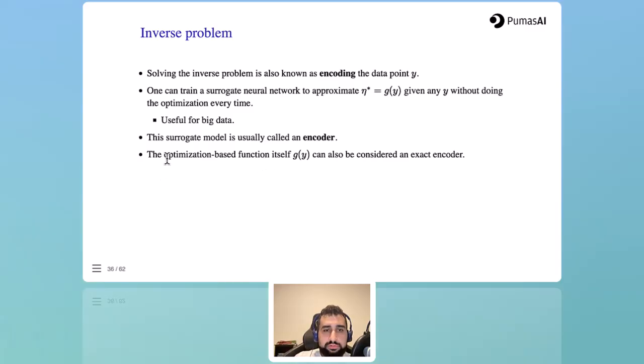So as we said here, the optimization-based function is itself an exact encoder, although in machine learning, people often use the term encoder to refer to the neural network approximation of the exact optimization-based process, which is more popular or more useful when you have a lot of data. But in pharmacometrics, often we don't have that much data, and therefore it's much less popular to do this approximation, and often we just do the optimization for each subject, or do the MCMC or the Bayesian sampling from the posterior for each subject.